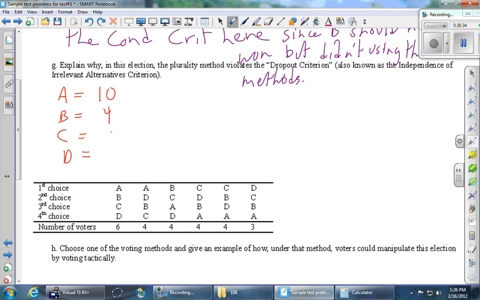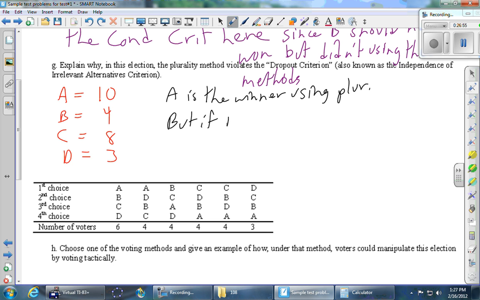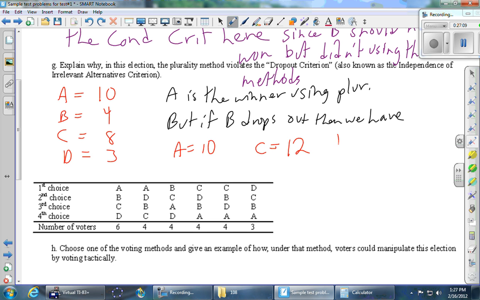Okay, so the plurality votes that we counted a while ago were 10, 4, 8, and 3, which gave A the win. So A is the winner using plurality. But if B drops out, then we have a new tally. A is still at 10, B isn't there, C ended up getting those 4 votes, and D is still at 3. So now all of a sudden, C wins.